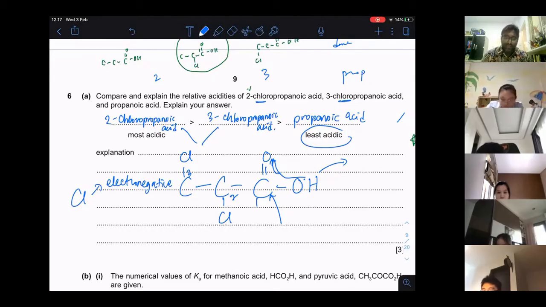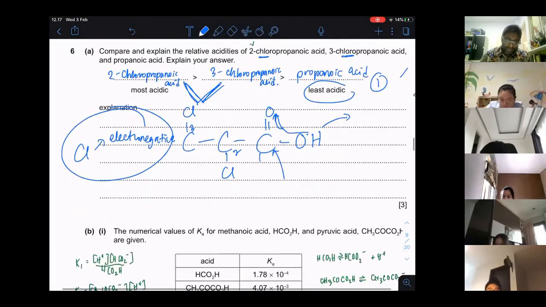So any of these 2. You will get 1 mark for a correct arrangement. Second is to talk about the Cl being electronegative, so it will withdraw the electron and weaken the OH bond more. And then you need to compare 2 and 3. The one that is closer will become the better acid. The one that is further is not going to be as good an acid because it is not going to weaken the OH bond properly. That's going to be the explanation.